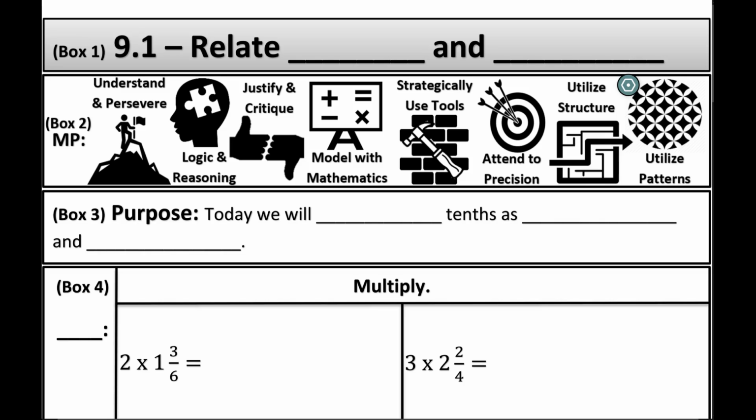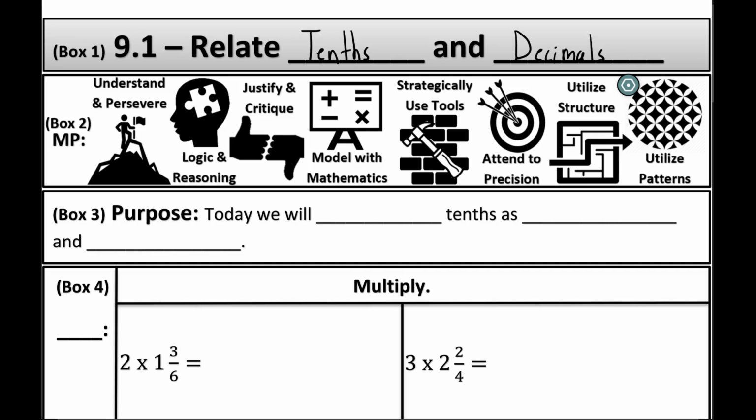And for today's lesson, we're going to focus on 9.1, relate tenths and decimals. Okay, and we are moving into a new chapter, so that is a good thing. There are only chapter 9, 10, 11, 12, and 13 left in this school year. So we're more than halfway done. Okay. Going into box 2, our mathematical practice.